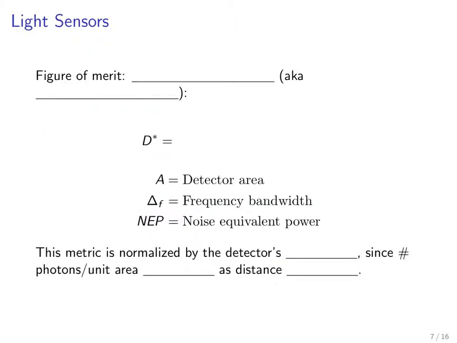So let's move on to light sensors now. First we'll introduce a metric by which we often compare light sensors, which is called detectivity. And that is this D star parameter. So it's called detectivity, D star. It's also known as specific detectivity.